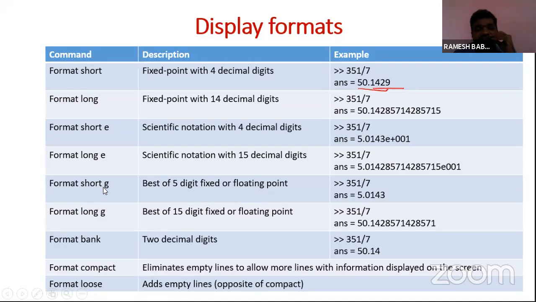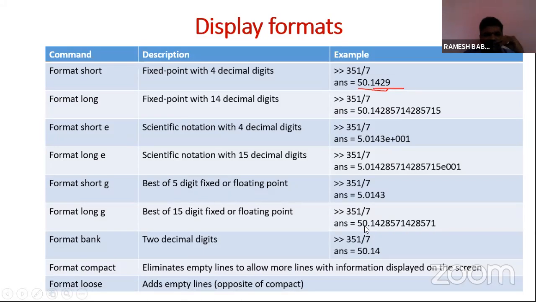In the same way, g can also be used. Format short g takes the best of 5 digits, fixed or floating point. This is 5.0143. So here you can see the best will be considered. Only the first digit will come, and it is also a form of e exponential. And format long g uses 15 digits, fixed or floating point. Sorry, this is 5.01 that will come.